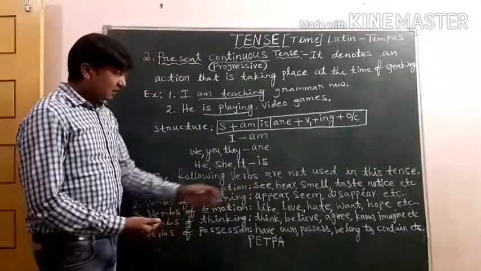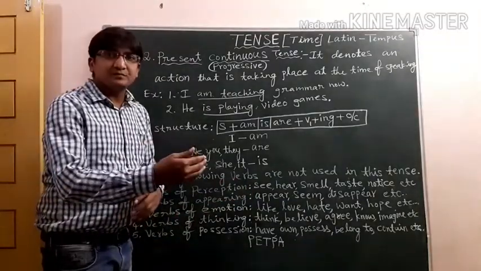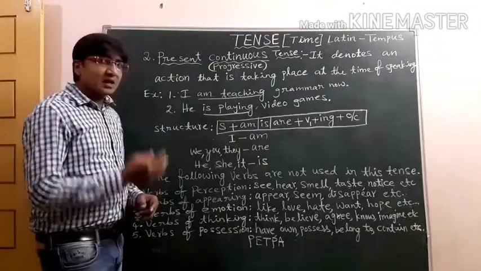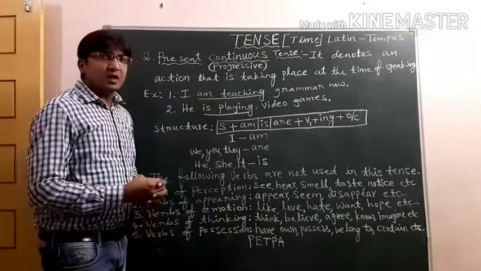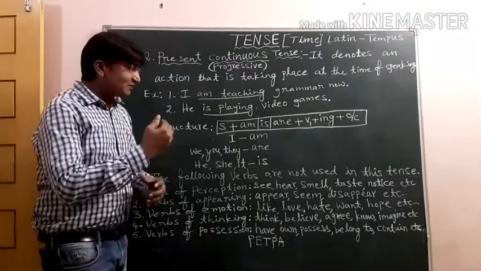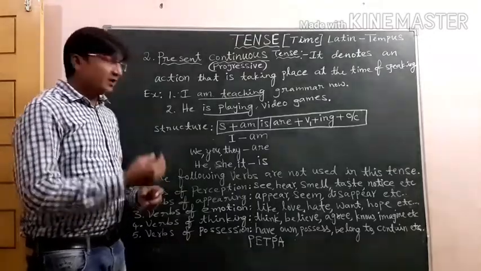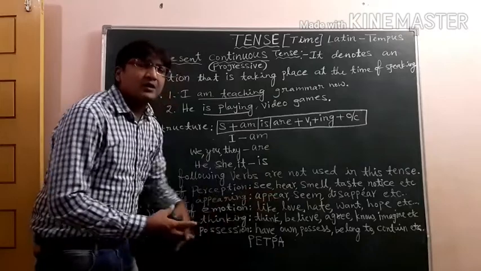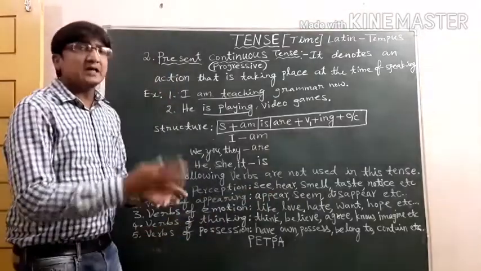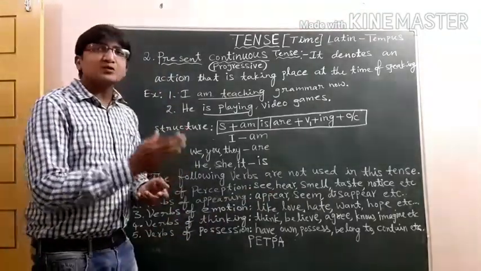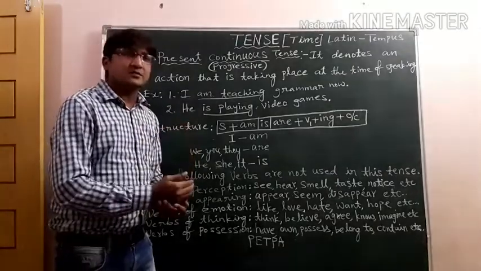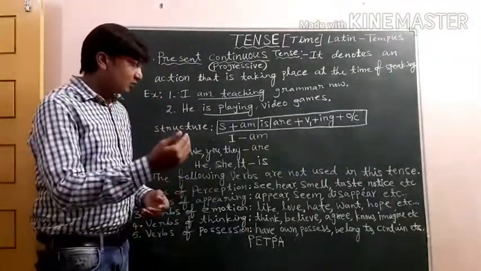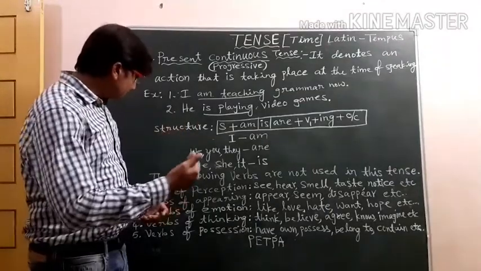Because see here, I am seeing you. I can't say a sentence like that. Or else, I am hearing the news. I should not use that kind of sentence, because we should not use these verbs in continuous tense. In that case, we are supposed to use simple present tense. I hear the news. I see you. Like that we have to use.